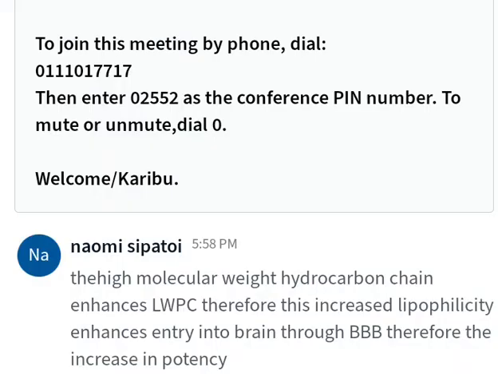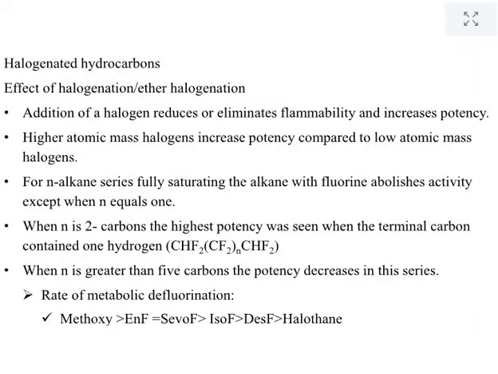For the N-alkane series, fully saturating the alkane with fluorine abolishes activity. So for the N-alkane, that is again straight chain, you cannot remove all the hydrogens and replace them with halogens or fluorine, unless you are talking about methane. Methane is the only one where you can replace all the hydrogens with fluorine and still retain activity. That's why, when you look at the structures, there are some hydrogens which are still within the structure. That is because those hydrogens are needed for activity.